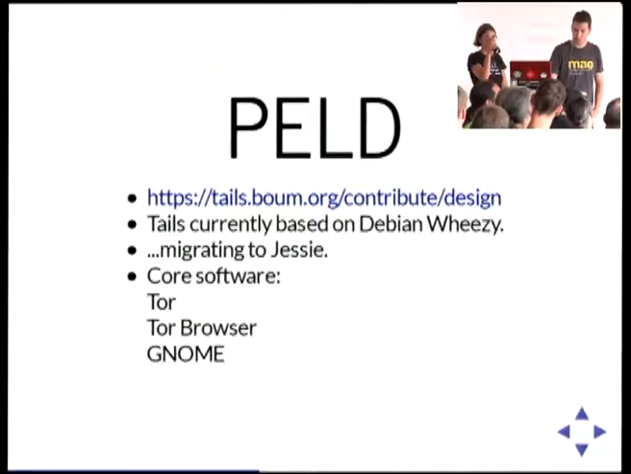So what's the main software that runs on Tails? Of course, we use Tor, the Tor Browser and GNOME. And Tor, as probably you know, is this anonymity tool that allows people to connect to the internet and redirects the traffic between different servers in an encrypted way. So it allows you to hide your location. And the Tor Browser is the tool that allows you to use Tor in a very convenient way. You only have to install the browser and that's it.